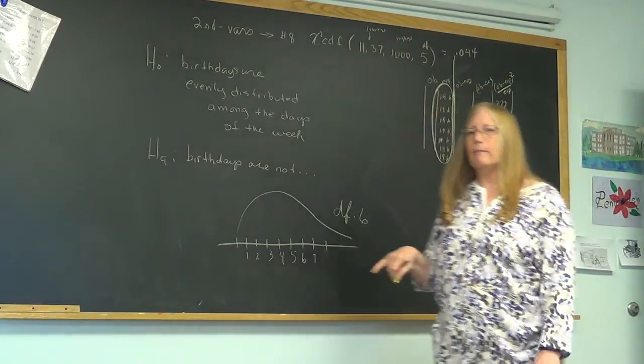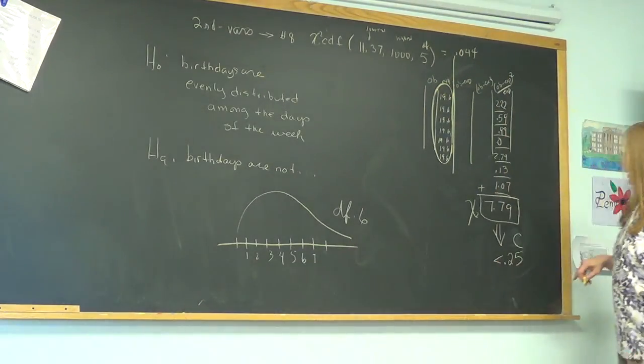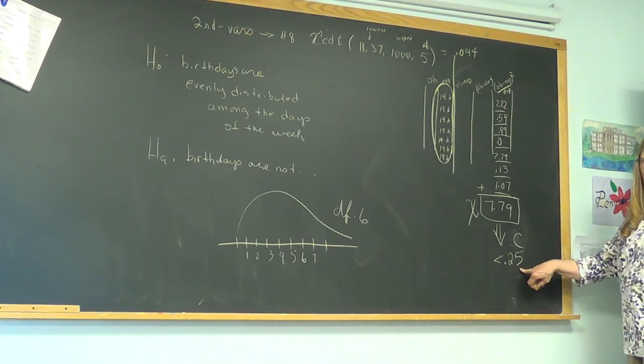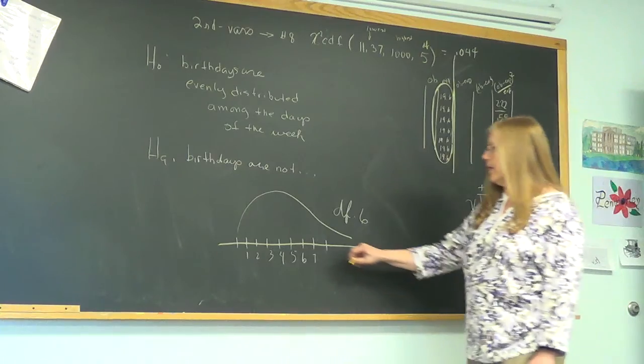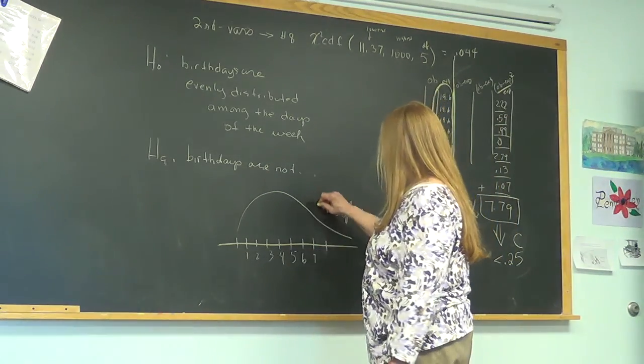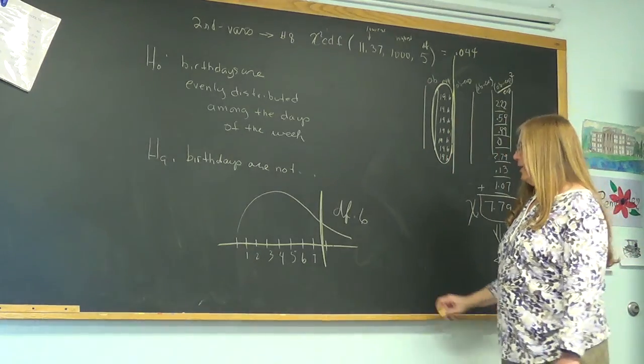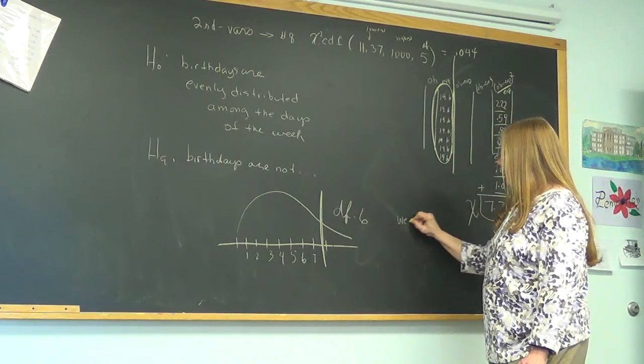We're comparing that to 0.05, and it's higher. So therefore, that's not that rare. We could see that was coming. So right there, it's not that rare. So therefore, we fail to reject.